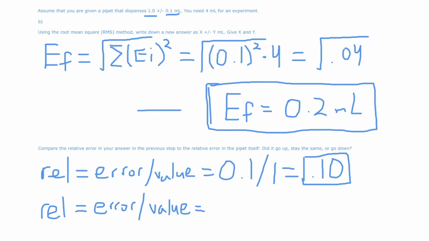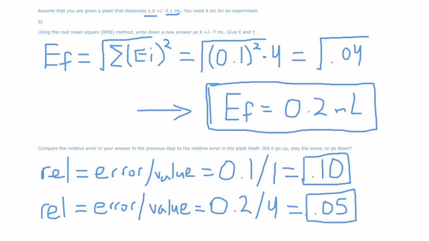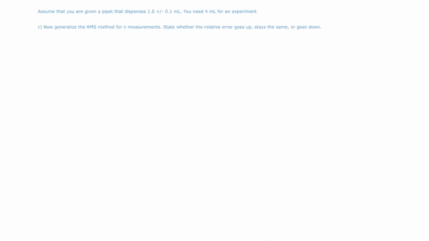again, is equal to the error over the value. The error, you can see right here, we wrote it, our final error after 4 measurements is equal to 0.2, and that is divided by our 4 milliliters that we need for the entire experiment. That's our measured value. After working out that calculation, we'll be left with 0.05 as your relative error, utilizing the RMS method for error propagation. So as you can see, between these two values, the relative error went down.